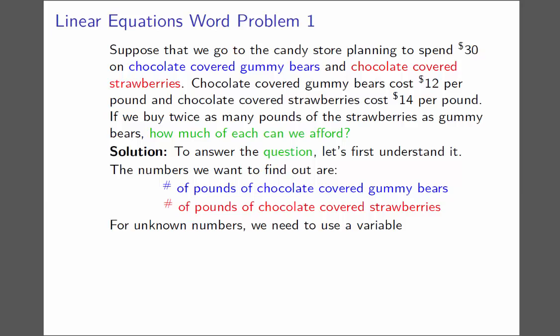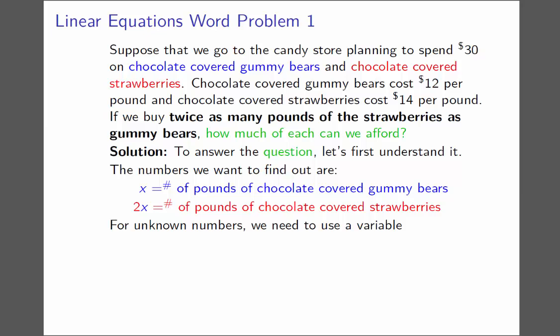When we have a number that we don't know, we need to use a variable. So let's call the unknown number of pounds of chocolate-covered gummy bears x. We also don't know the number of pounds of chocolate-covered strawberries, but we do know that it's twice as many pounds as we have of gummy bears. So the number of pounds of chocolate-covered strawberries is 2 times x.